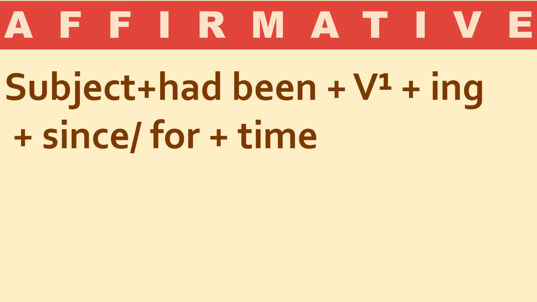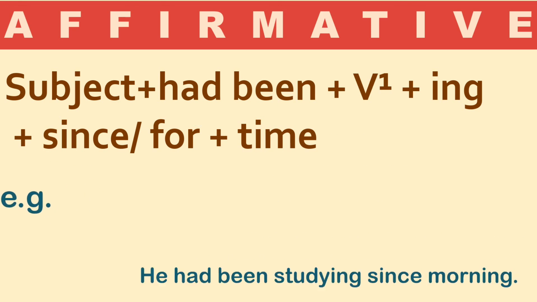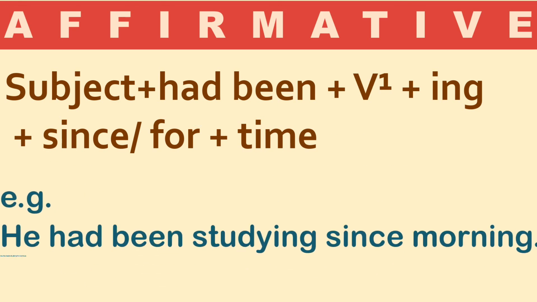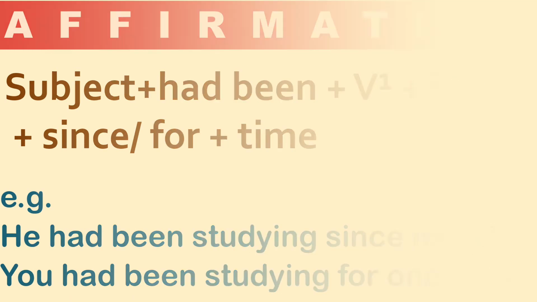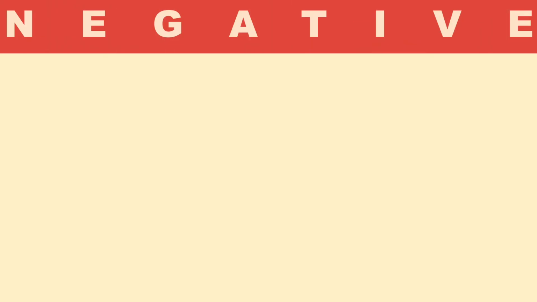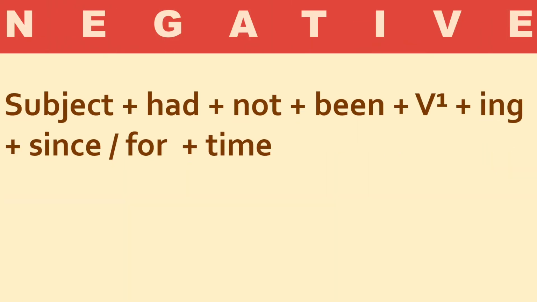Subject had been with the first form of verb ing, then since or for. He had been studying since morning. You had been studying for 1 hour. You know, students, the use of since and for. If you don't know, see my earlier video which I have made in present tense.